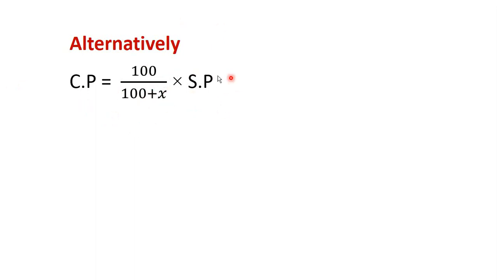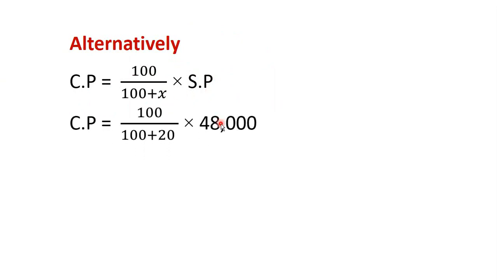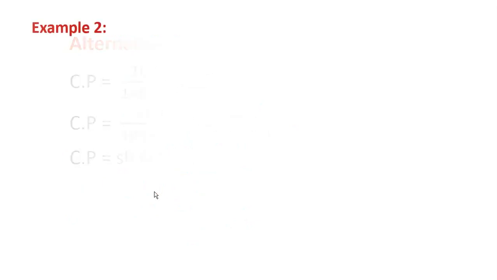When we substitute, remember the selling price is 48,000 shillings and x, the percentage profit, is 20%. We shall have the cost price is going to be 100 divided by (100 plus 20) times 48,000 shillings. When we multiply that, we shall have the cost price as 40,000 shillings, which is just the same answer as the previous method.